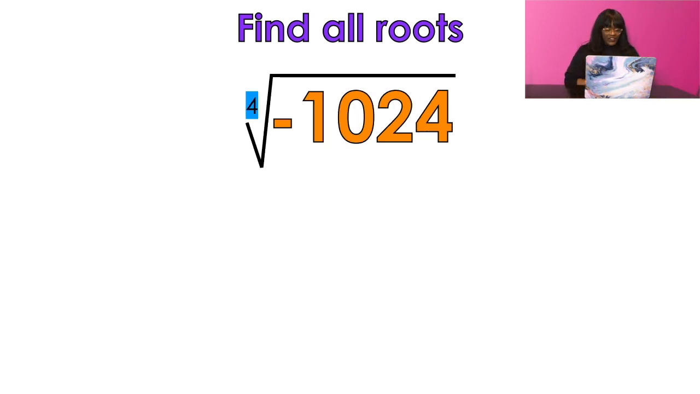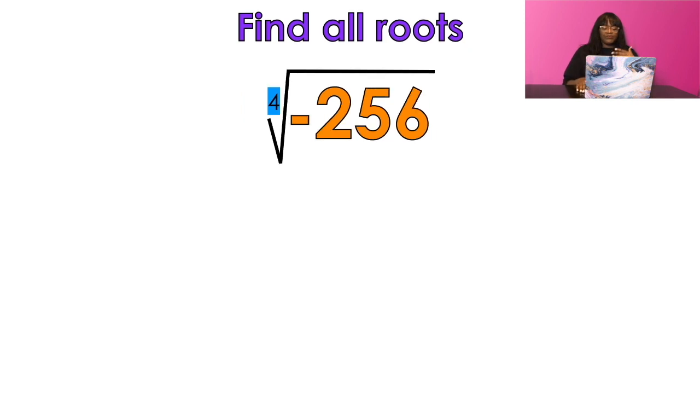Let's talk about the 4th root of negative 1024. Remember, this is an even root with a negative number inside of it. And anytime you have an even root with a negative number inside of it, you have zero real roots. So there's going to be no root to this problem. I have the 4th root of negative 256. Again, it's an even root with a negative number under it, and when that happens, you're always going to have zero roots.